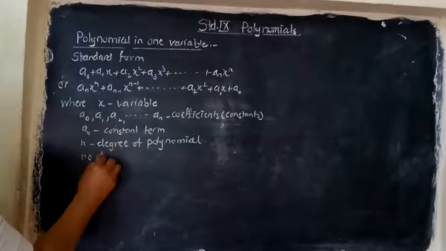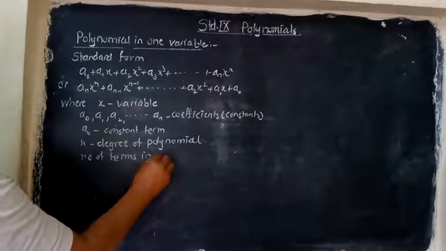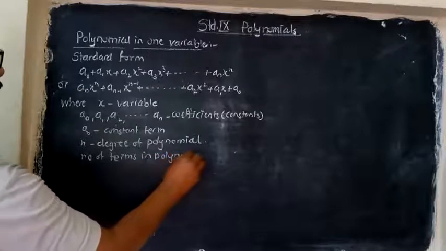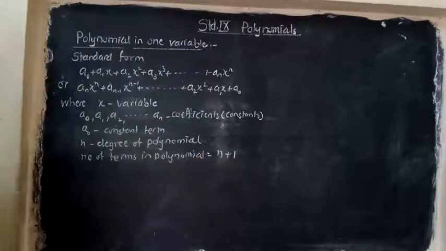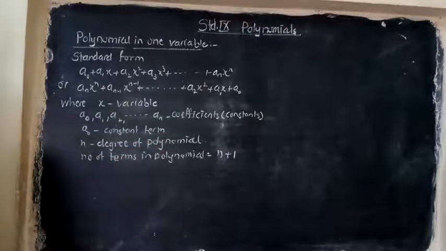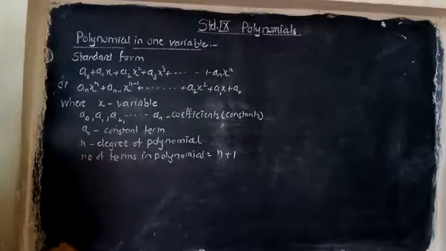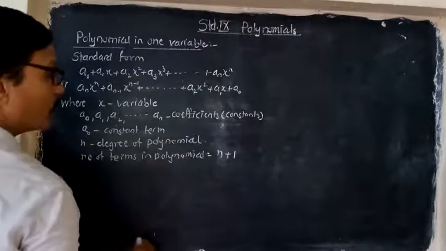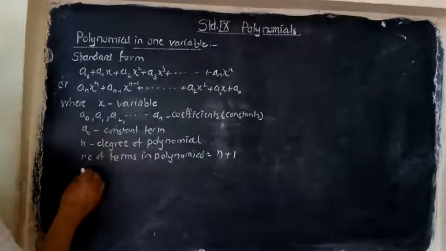Number of terms in a polynomial is equal to n plus 1. That means whatever is the degree, the number of terms is one greater than that. Sometimes some terms in between are absent, but it is still a polynomial of that degree, and the number of terms should be that. The coefficient may be taken as 0.